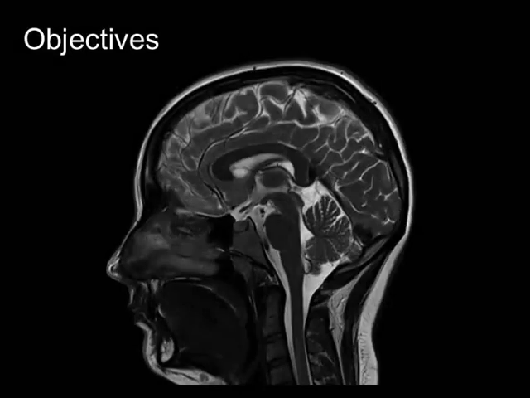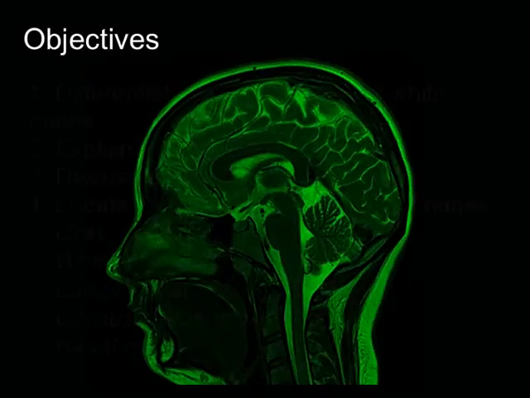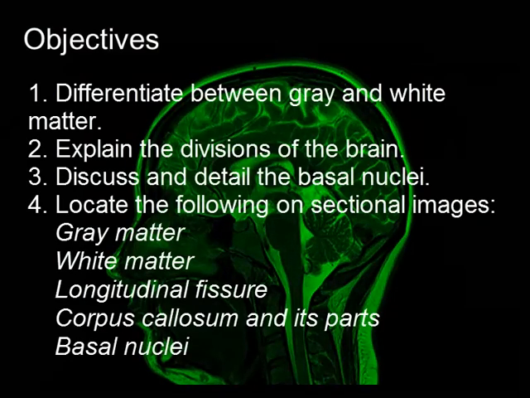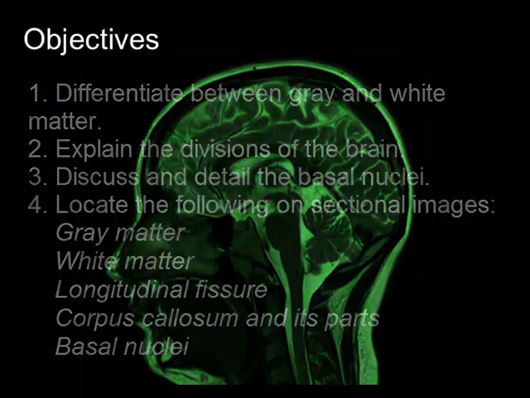Upon completion of this section of the media module, you should be able to: 1. Differentiate between gray and white matter. 2. Explain the divisions of the brain. 3. Discuss in detail basal nuclei. 4. Locate the following on sectional images: gray matter, white matter, longitudinal fissure, corpus callosum, and basal nuclei.